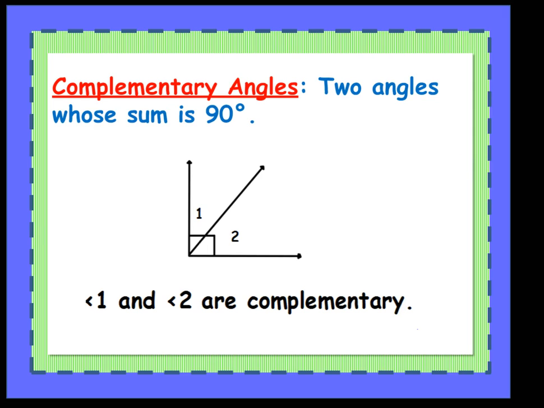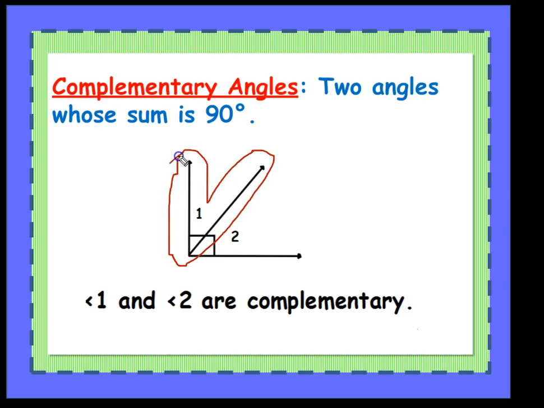Okay, complementary angles. Two angles whose sum is 90 degrees. If you don't know what sum means, that just means total. So when you add two angles together and their total is 90 degrees, they are complementary to each other. Okay? So in this picture right here, you can see that this angle right here is 90 degrees because of the box. Okay? But it's also comprised of two smaller angles.